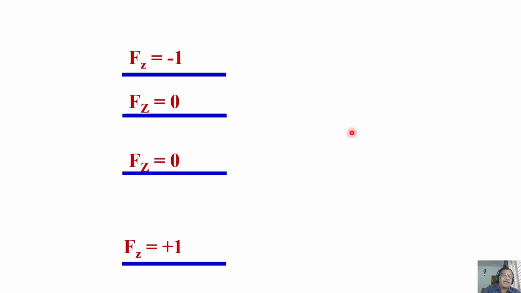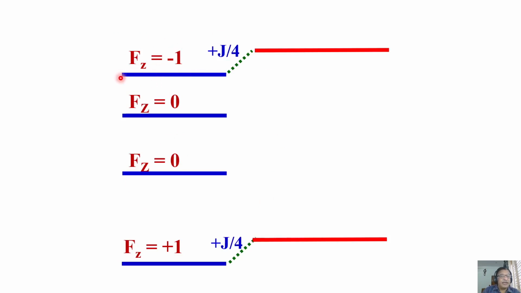The total magnetic quantum number of this state is -1. This is 0. This is 0. This is +1. This corresponds to beta beta, beta alpha, alpha beta, and alpha alpha. What did I say? These two states, beta beta and alpha alpha, get destabilized, so they push up by J by 4. Both these energy levels went up. Look at it. It was here. They moved up by J by 4. So now they have a different energy level. Instead of here, they moved here, both of them.